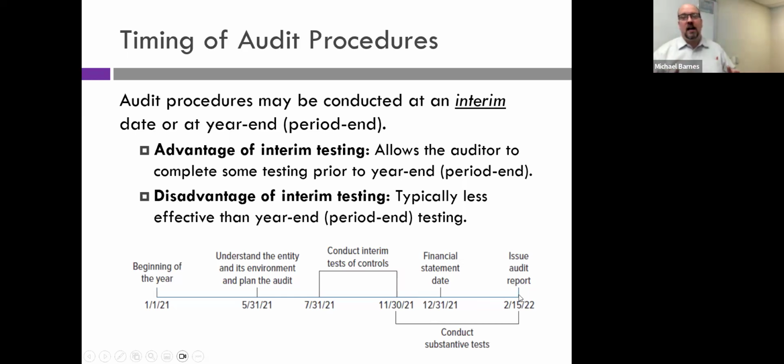So this timeline is effectively talking about the idea that we conduct some testing before the audit period even ends. And a lot of that's going to be test of controls. Some of it can include substantive testing. Now, what is the relationship here? Let's think about this in the context of this particular course.